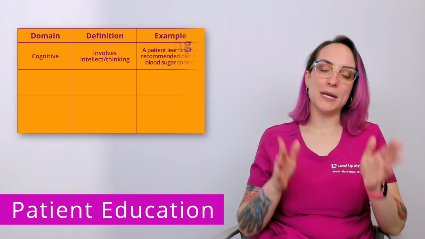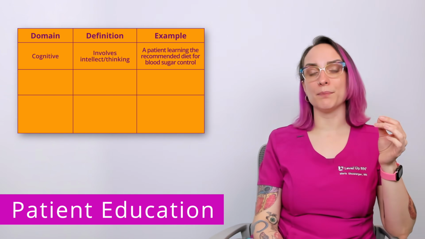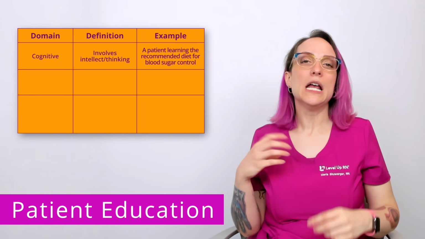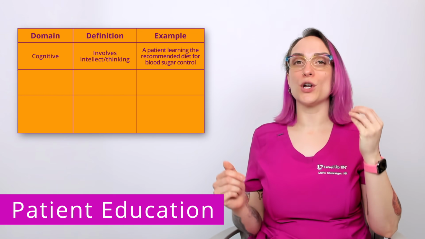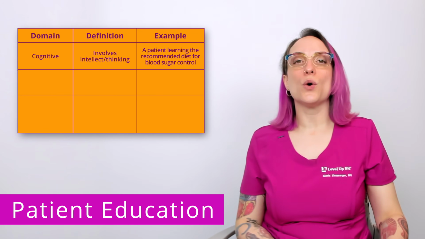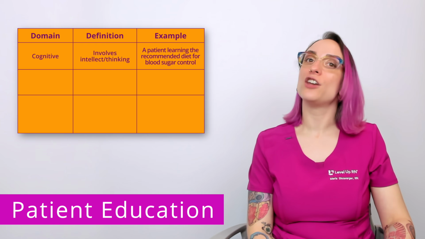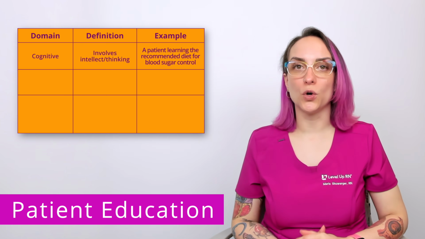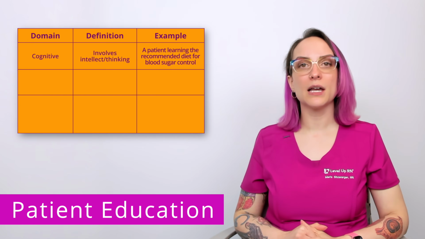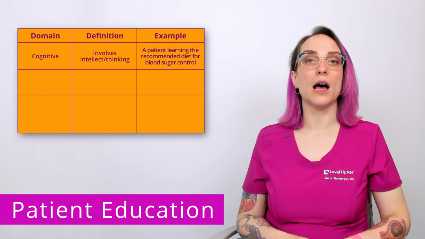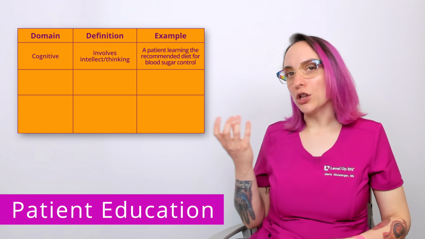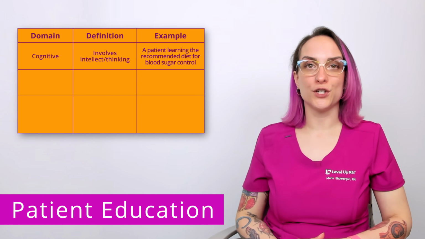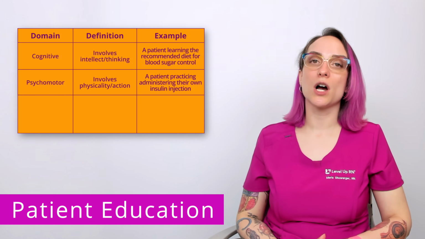The first one here is going to be cognitive. Cognitive simply means that it's going to involve my intellect or thinking. So the cognitive domain of learning is going to involve cognition, thinking about. This is where, for instance, maybe we're just going to educate a patient about the new diet that they need to be on for their blood sugar control. A patient was recently diagnosed as type 2 diabetic. We're going to teach them about the diabetic diet. And when they are learning about it, if all we're doing is teaching them the information, then they are using the cognitive domain.